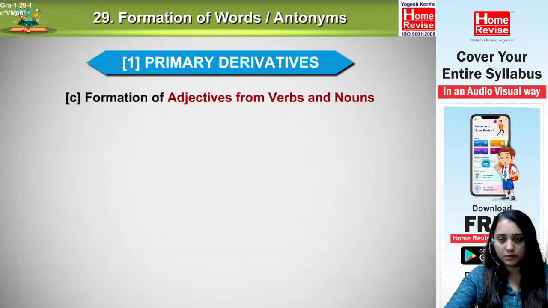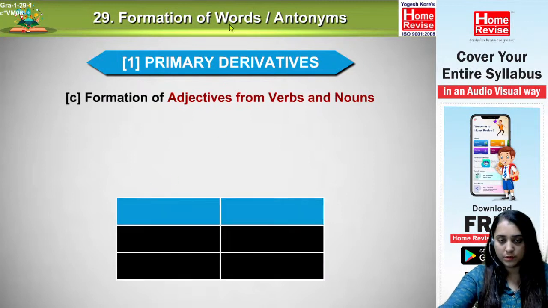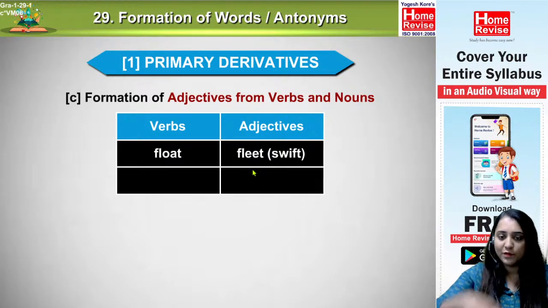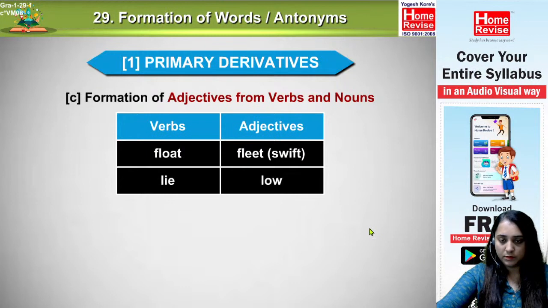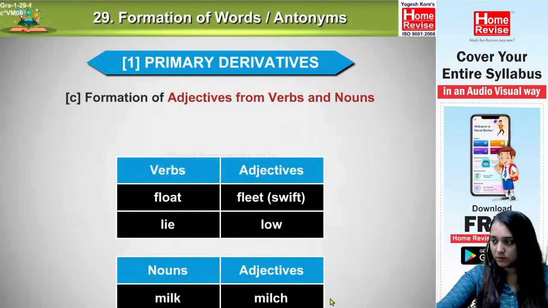C. Formation of adjectives from verbs and nouns. The verb float becomes adjective fleet, meaning swift. The verb lie becomes adjective low. The noun milk becomes adjective milch. The noun wit becomes adjective wise.